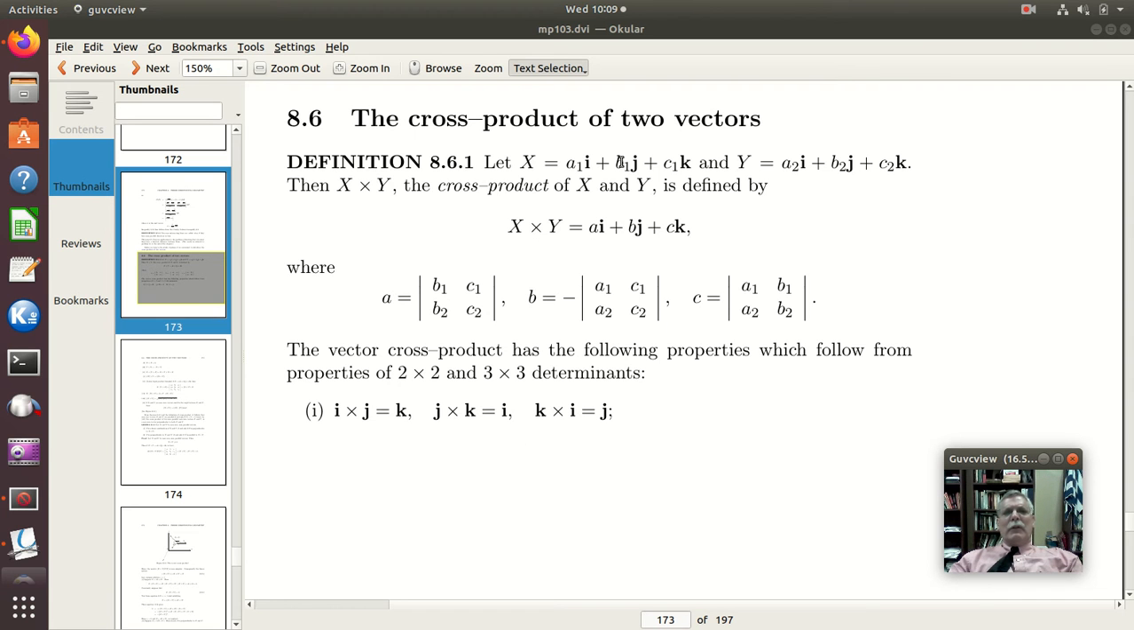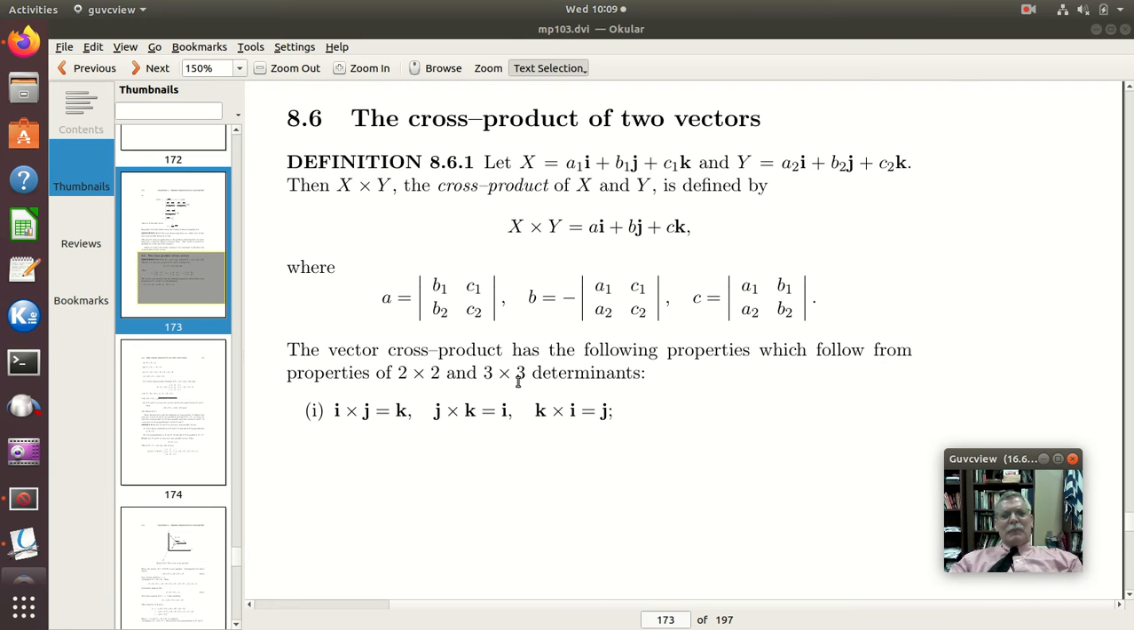Okay, we want to introduce this cross product of two vectors, and here's their definition. So that's just a definition. You take A to be this determinant, or B1C2 minus B2C1. Take B to be the negative of this determinant, so the negative of A1C2 minus A2C1, and C to be this. And if you have that vector, they're saying, this is the cross product.